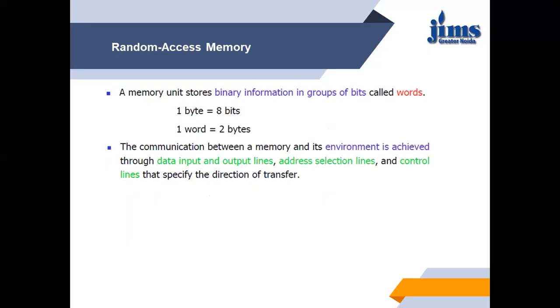The communication between a memory and its environment is achieved through data input and output lines, address select lines, and control lines that specify the direction of the transfer. Means if we are reading or we are writing. When we are writing, the data goes into the memory, and when we are reading, data comes out from the memory.